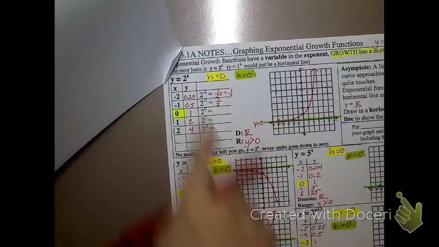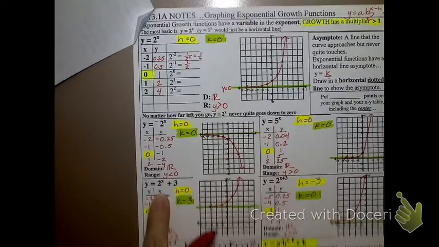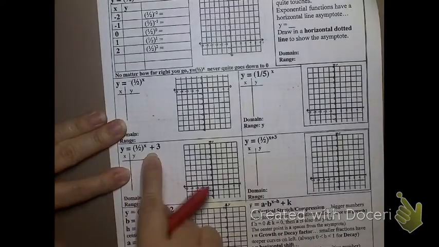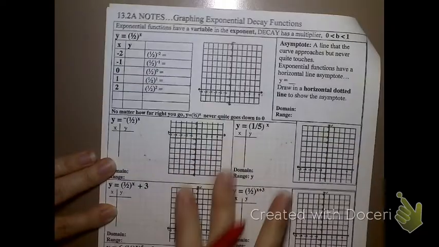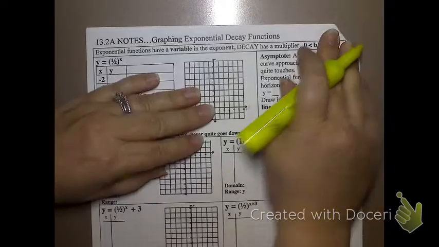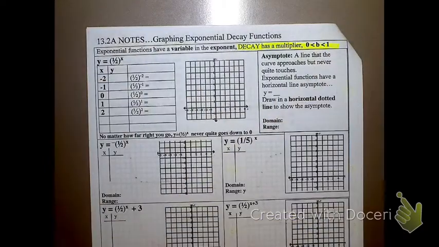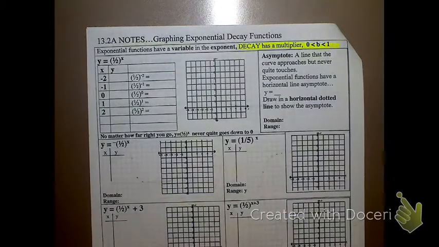This says 1/2. Yesterday it was 2. This one was -2. Today it's -1/2. This one's 1/5. Yesterday it was 5. This one was 2 to the x plus 3. Now it's 1/2 to the x plus 3. It's literally the exact same notes except for one major difference, which is what? What's a fraction? A. That b value, because exponential decay has a multiplier that's between 0 and 1.